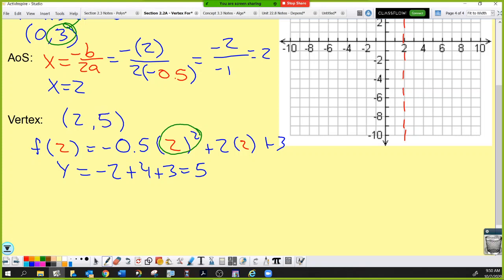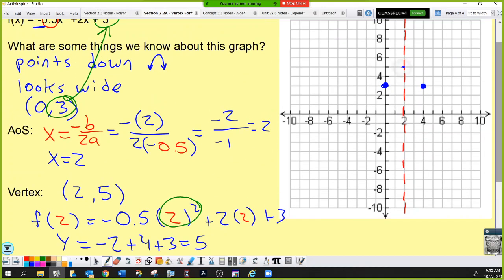You put a dot on 2 comma 5 and you connect your dots. That's here. Don't go long. That means you're going to throw something. Don't do that. There you go. So yeah, standard form is not the easiest one to graph, but it does really well for word problems.